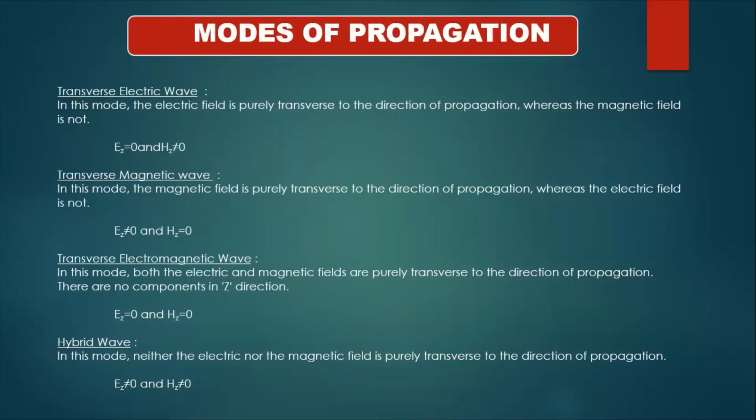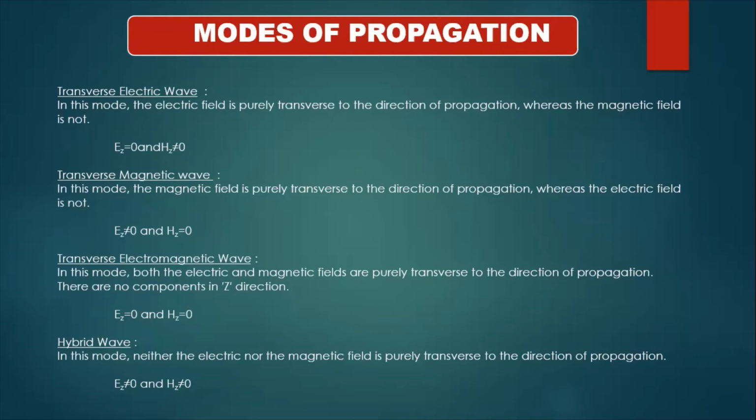Before proceeding forward, let us discuss a bit about the various modes of propagation. The first one here is the transverse electric mode. In this mode, the electric field is purely transverse to the direction of propagation, whereas the magnetic field is not. Thus, Ez equals 0 and Hz is not equal to 0. Here, in all cases, Z has been considered the direction of propagation, as is the convention.